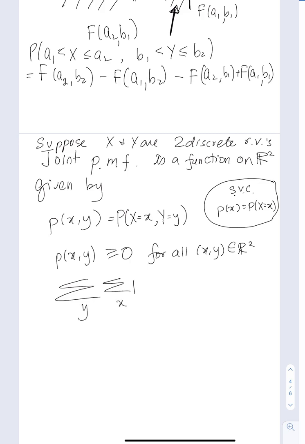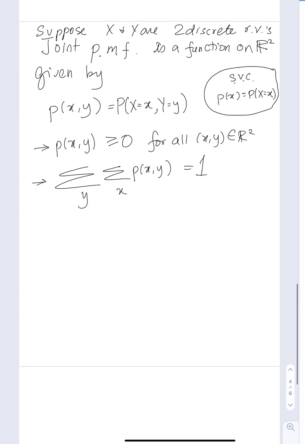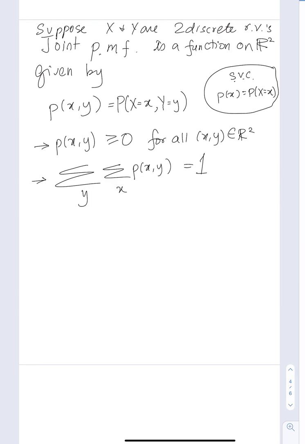It doesn't matter which order you add it in. Over all the X's and Y's, you should get 1, just like you did for the single variable case here. The probability mass function is bigger than or equal to 0. If you add it up over all the X's, then you get 1. So over here, you're adding up over all the X's and the Y's, and then you get 1. Okay?